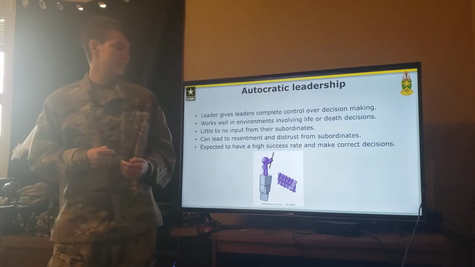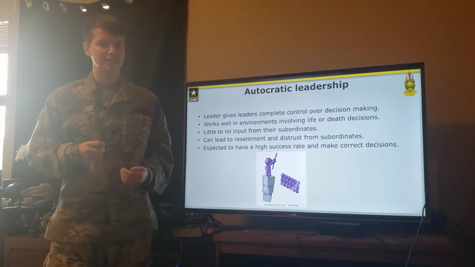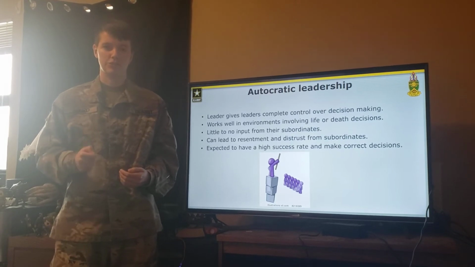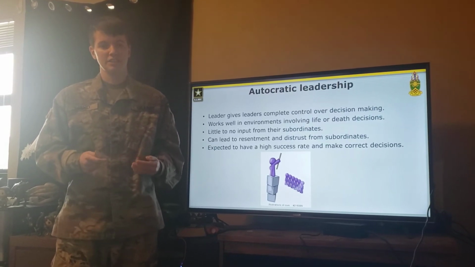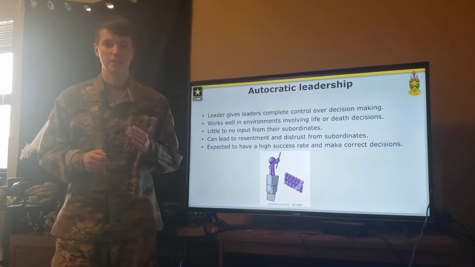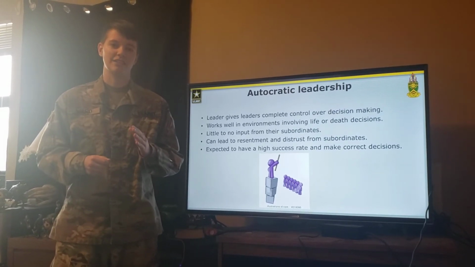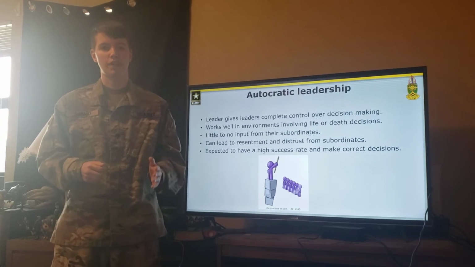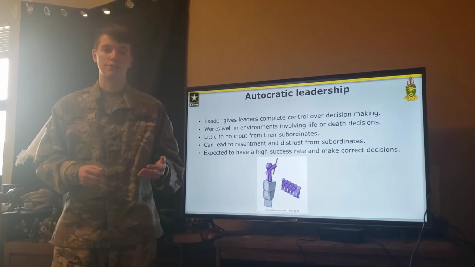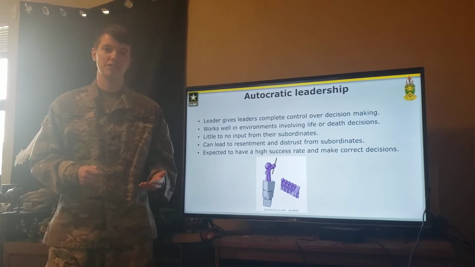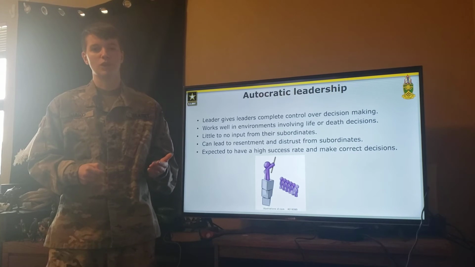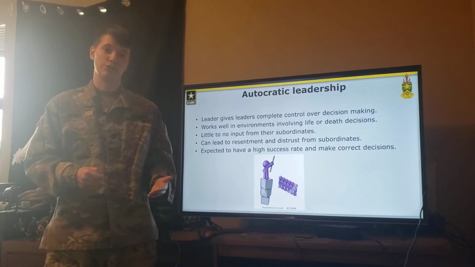Now, this style of leadership is expected to have a high success rate, and the leader is expected to make the correct decision. Because in this style of leadership, the leader is completely in control and has to take total responsibility for every decision. So if they make the wrong decision, it could get a lot of people killed. So this can be a very stressful style of leadership and not very well suited for long-term scenarios.